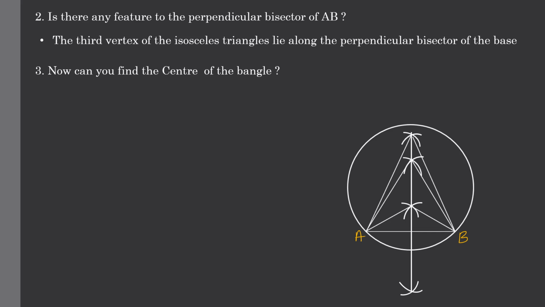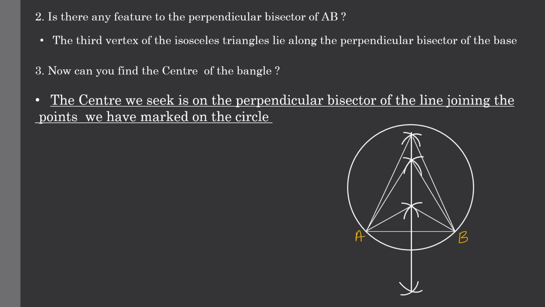We looked at a previous result: the third vertex of all the isosceles triangles lies along the perpendicular bisector of the base. So what about the center? Yes, the center we seek is on the perpendicular bisector of the line joining the points we have marked on the circle. Our circle's center also lies somewhere on this perpendicular bisector. But can you tell me where exactly the center lies? No. So we don't know where the center lies.